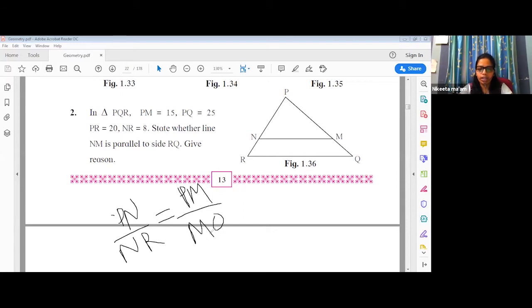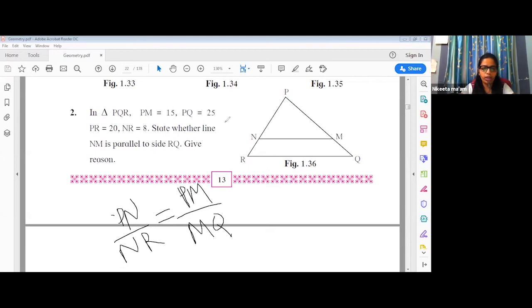If these are equal, then we can say that NM is parallel to RQ according to the converse of basic proportionality. If this ratio is not equal, that means these two lines are not parallel. So we will see whether this ratio is equal or not.